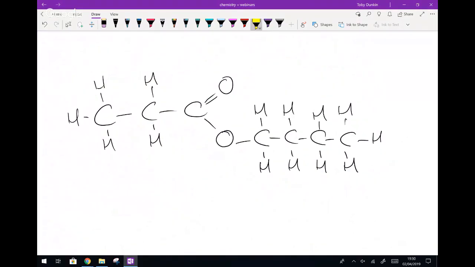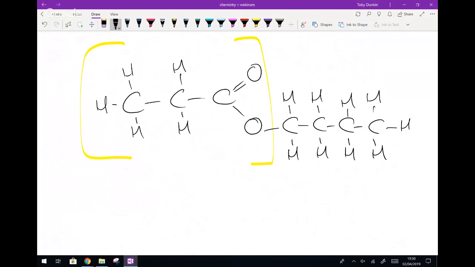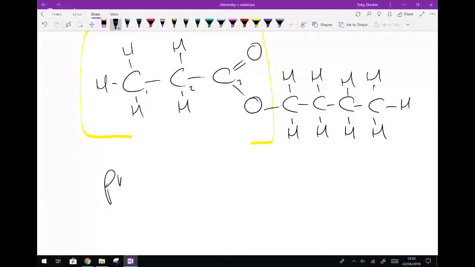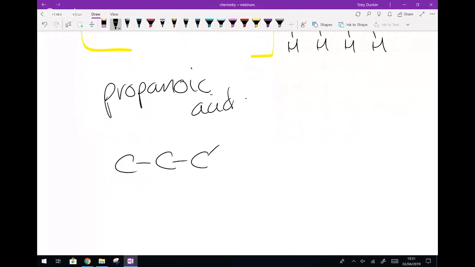Donna said ethanoic acid. So there's your first mistake. What I'm going to do is box off my OIC. Donna, can you see your error? Carbon 1, carbon 2, and carbon 3. This originally was propanoic acid. Prop, of course. Yeah, absolutely, Lucas. Well done. Propanoic acid started life out as C double bond O, single bond OH.